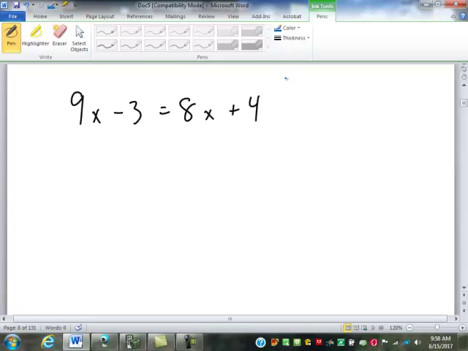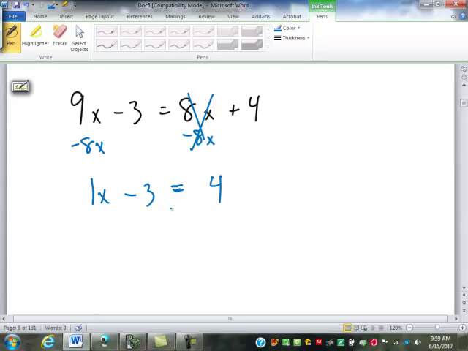Very good. So what do we do to get rid of it? Subtract 8x. Very good. And so we subtract that 8x to get rid of it. What do we do on the other side? Subtract 8x from the 9x. Very good. What's that give us? 1x minus 3 equals 4.